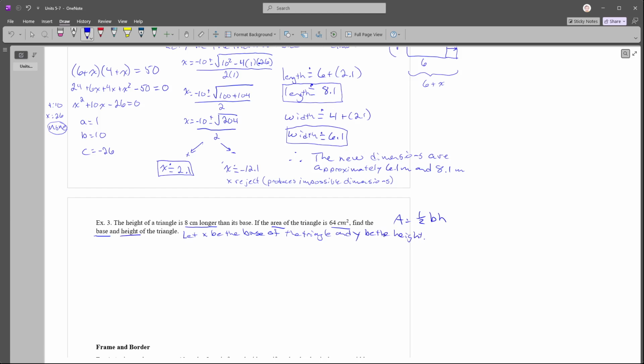The height of the triangle. There we go. So if that's the case here, we know that we could rewrite this as area is equal to 1/2 x times y, right? But that doesn't allow us to solve it anymore. We do know that area is actually 64, so we could rewrite that as well. But that's still not enough.